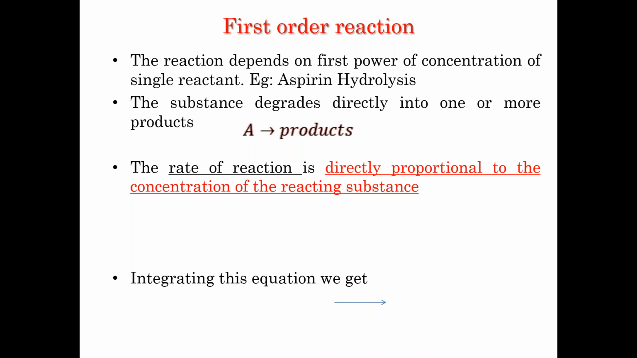An example is aspirin hydrolysis, since this is the experiment you would have done in physical pharmaceutics. So I just need to refer back and explain in detail in the next class. I'll let you know in detail about this aspirin hydrolysis. So it depends on the first power of the concentration of the single reactant. Till now we are talking about a single reactant. The more the number of reactants, the more complex the equation becomes. That much I can tell you right now.